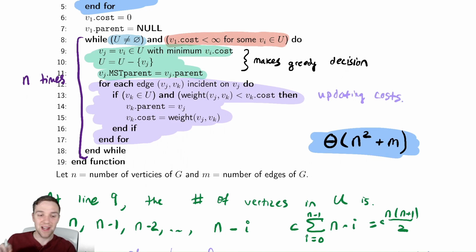The question remains, can we do better than this? And the answer will be yes, and we'll do that by using data structures that are more sophisticated than just storing stuff at the vertices. So that will be our next algorithm that we get to look at.